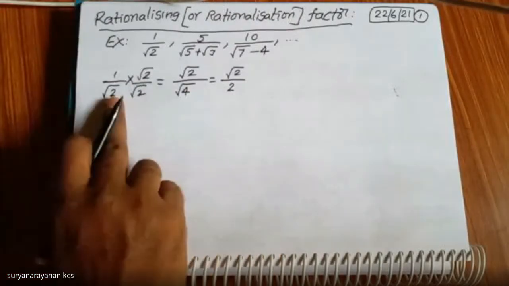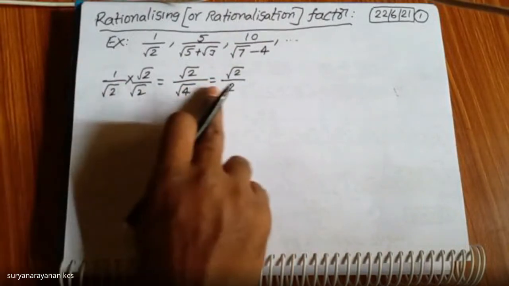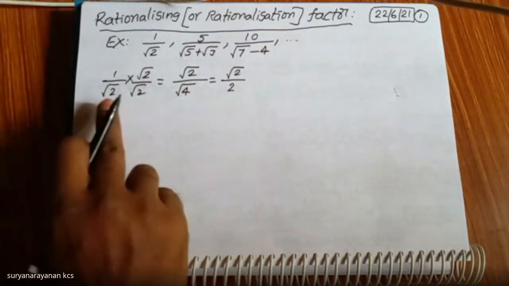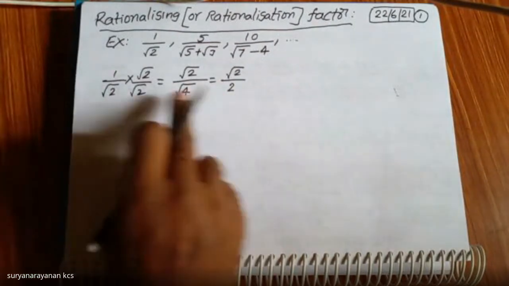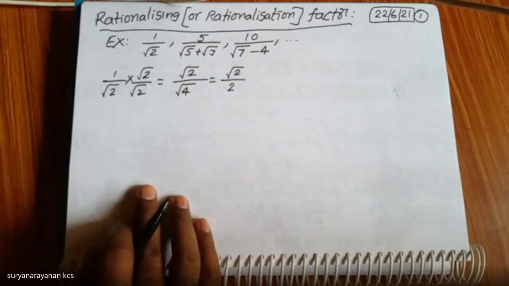We made this irrational number a rational number by doing this process. This is called rationalizing the denominator. And in this case, root 2 is called the rationalizing factor or rationalization factor.